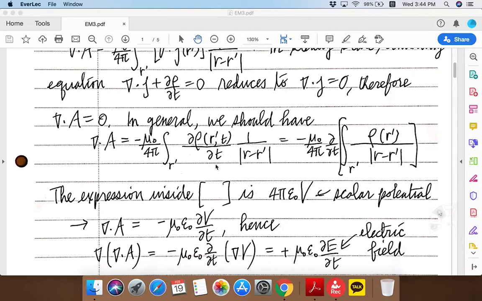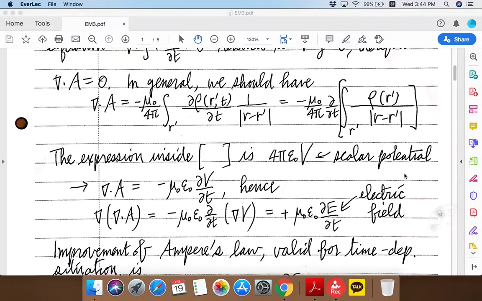But again, this time dependence can be taken outside of the integral because there's no other term in this integral that would depend on time explicitly. So we can take it outside the integral like this. And the expression inside is precisely what we used to call the scalar potential. Okay, and therefore, the divergence of the vector potential now equals some time derivative of the scalar potential multiplied by some constant.